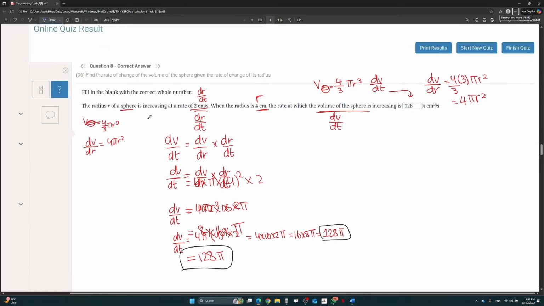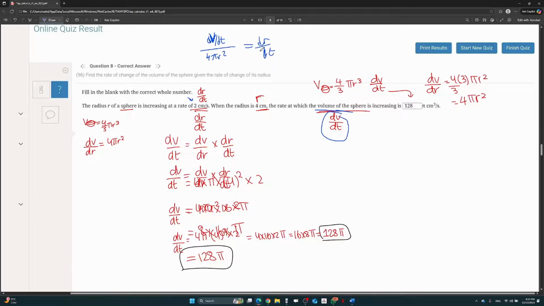Okay, look. I said previously that if they ask for the question, all you do is take whatever number they give you for dv by dt and divide it by 4 pi r squared. That was when they were asking about dr by dt. But now they're not asking you for dr by dt. They're asking you for the rate of the volume. So they want dv by dt.